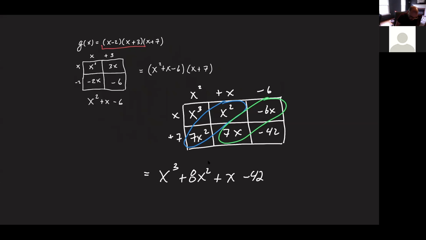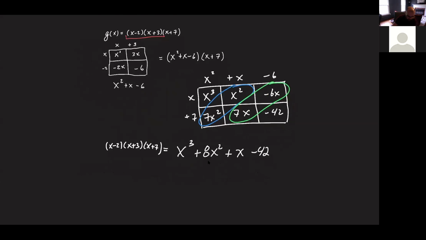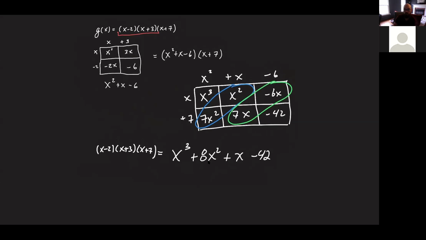Okay, so putting it all together, I want to recognize that x minus 2 times x plus 3 times x plus 7 should be the same, right? So these two expressions down here at the bottom, I just want to recognize, hey, these really are the same thing.